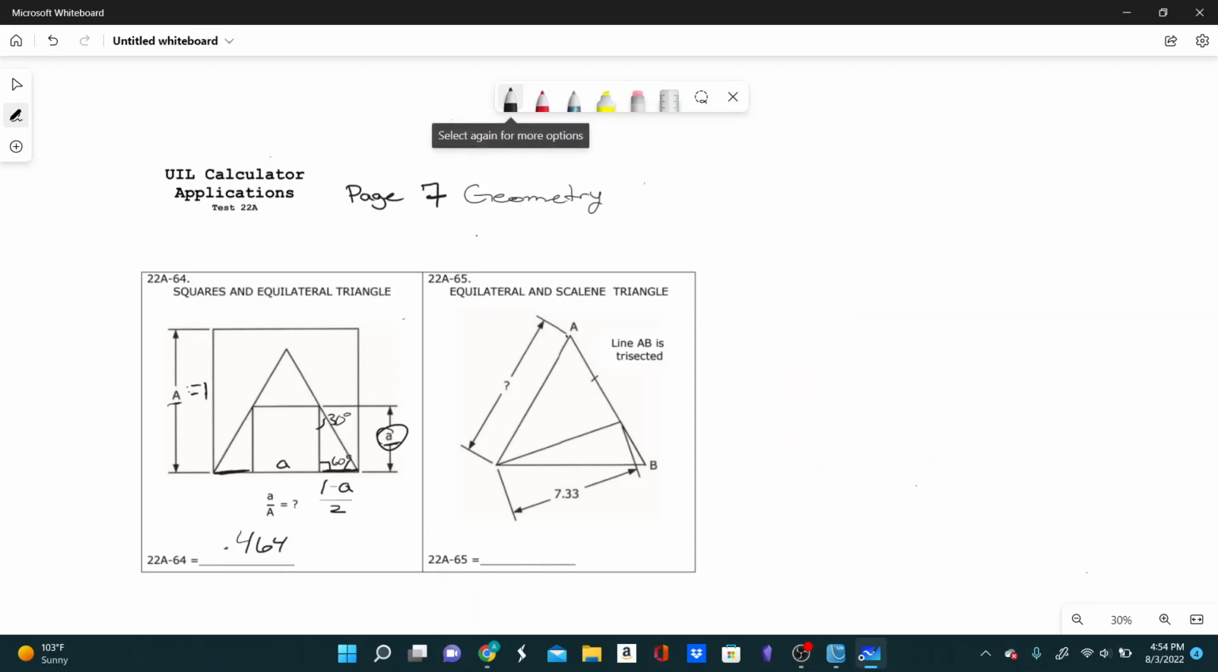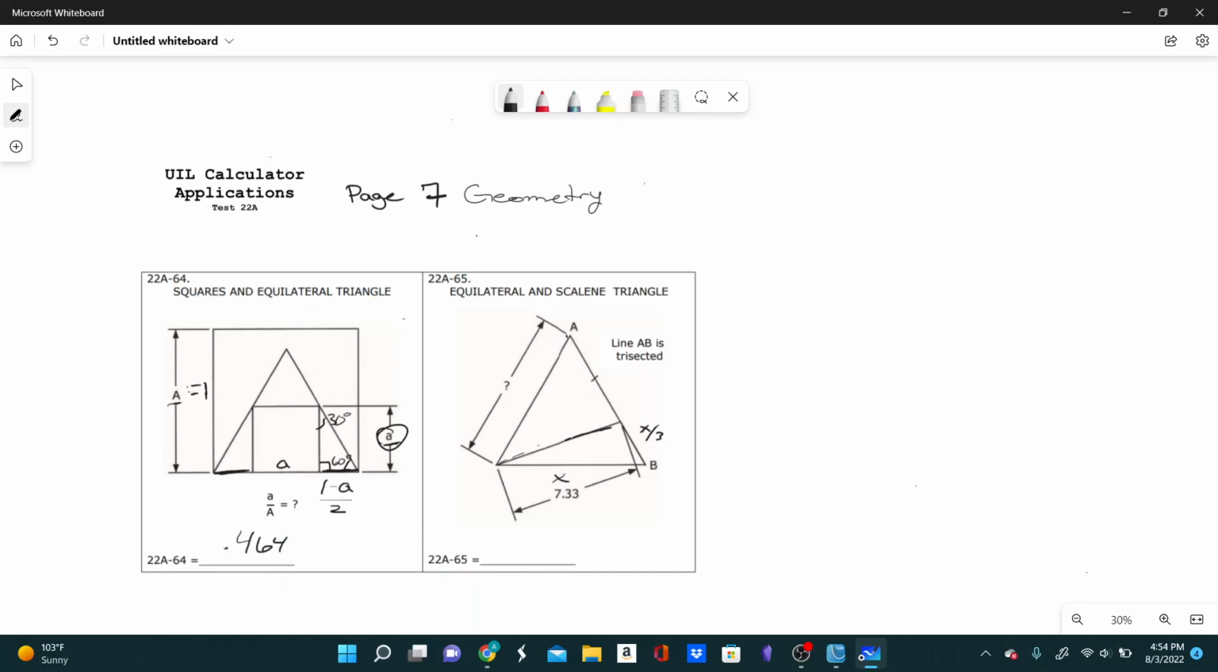So we have an equilateral triangle and a scalene triangle. So we're looking for the side length of the equilateral triangle, and we know that this length right here is 7.33. So we know that, but we also know that AB right here is trisected. So we know this part is 7.33, and if the side of the equilateral triangle is x, then this bit over here is x divided by 3, because it tells us that line AB is trisected, or divided into 3 parts. So for this, we can really just use the law of cosines.